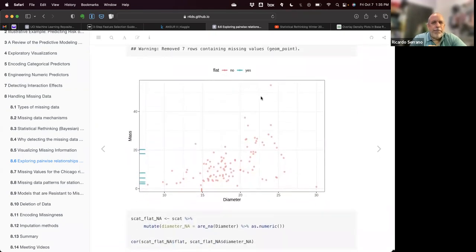This is the scatter plot that they show us, and it's very interesting because of the flat indicator. The purple ones don't have any flatness, and the green ones have flatness, in terms of the missingness. When the flat indicator is yes, it corresponds to missing values; the ones that are no are complete. So apparently there's a relationship between the flat indicator, whether the dropping is flat or not, and the missingness in diameter. We can use that information with other information to try to impute that variable.